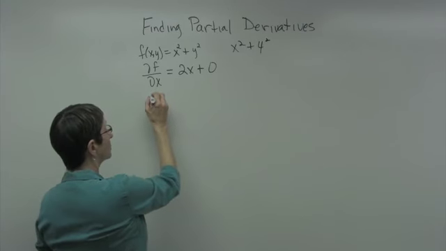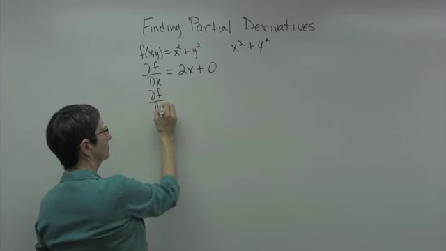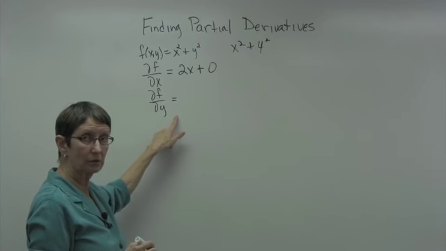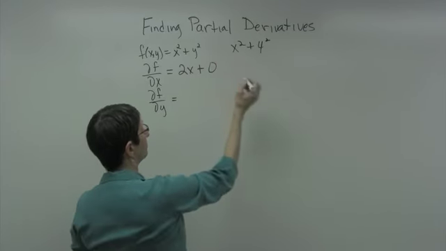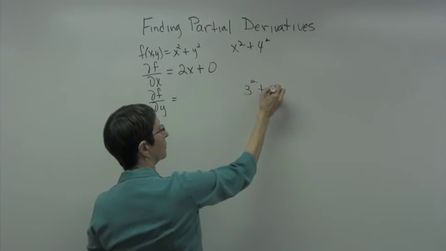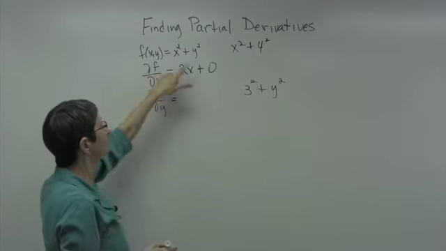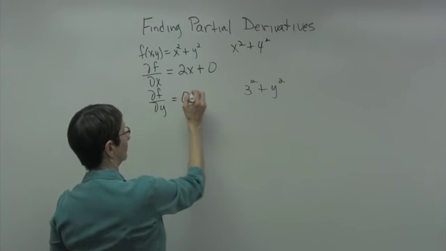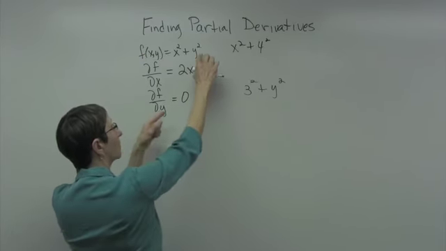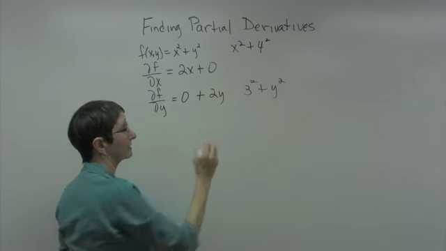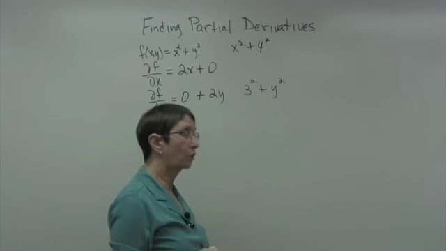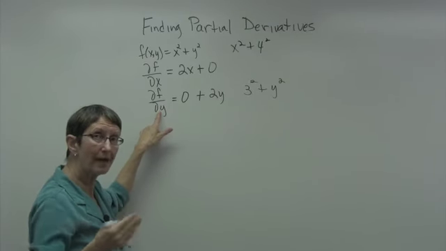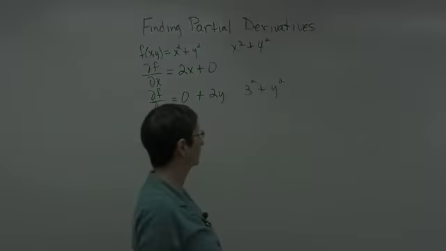If I want to find the partial of f with respect to y, the y is the variable. Y will change. So that would be like saying 3 squared plus y squared. Well, the derivative of 3 squared is 0. The derivative of x squared then is 0, plus the derivative of the y part is 2y. So you hold one variable constant as you take the derivative with respect to the other variable.